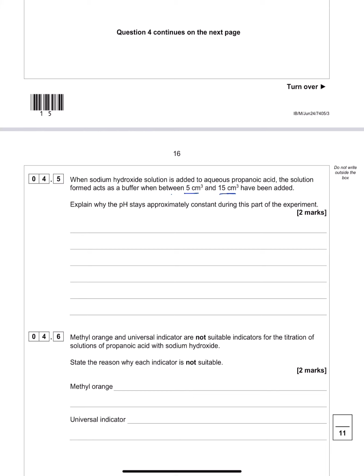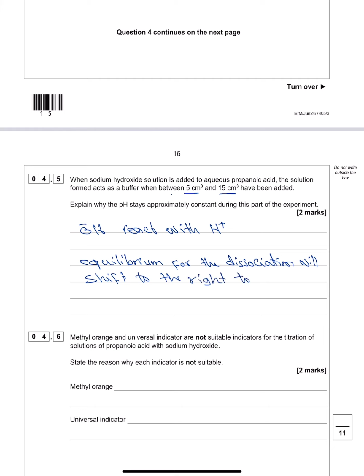So your answer will be that the OH minus ions will react with the hydrogen ions, and that will shift the equilibrium for the dissociation to the right, of course, to maintain the hydrogen ion concentration constant.